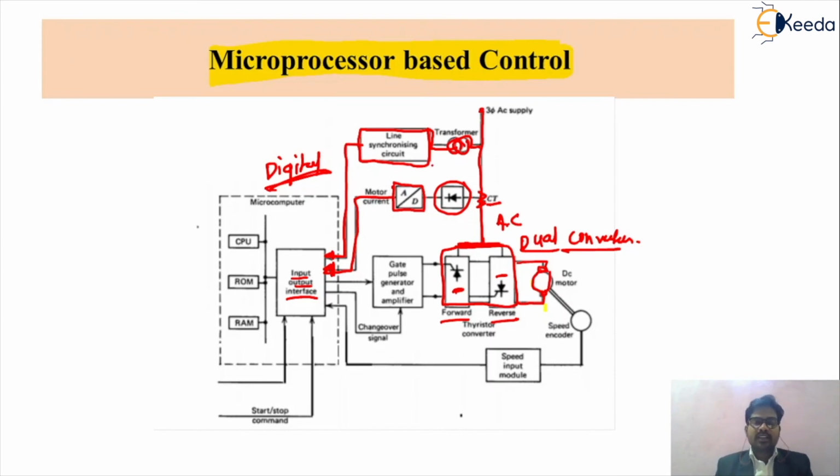So friends, this is the actual strategy. Now we will understand the control strategy of that particular microprocessor based control. This is the DC motor, and this is the speed sensing device, which we call the speed encoder. This speed encoder will sense the speed of the motor, and the value will be given to your microprocessor. This is the speed input module that receives the value of the motor, and the value will be given to the input output interface of your microprocessor.